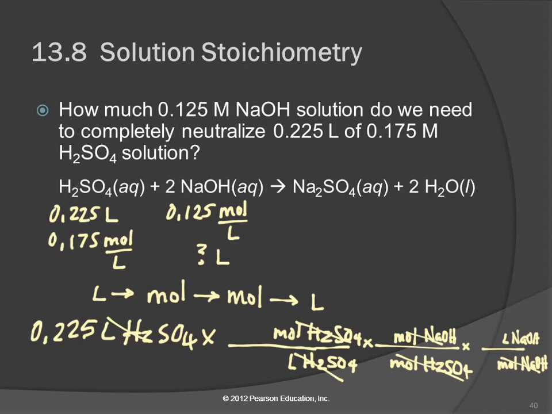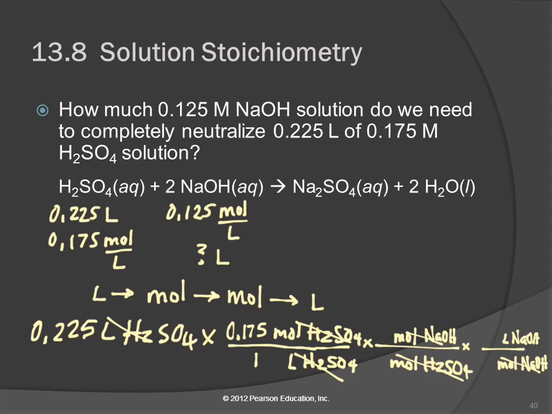Now, instead of using molar masses that we have to calculate, we're going to use the molarity which was given to us. So there's less calculating in these. So for sulfuric acid, it was 0.175 moles per liter. So the 0.175 goes with moles, 0.175 moles per liter. If you want to, you can put a 1 down there.